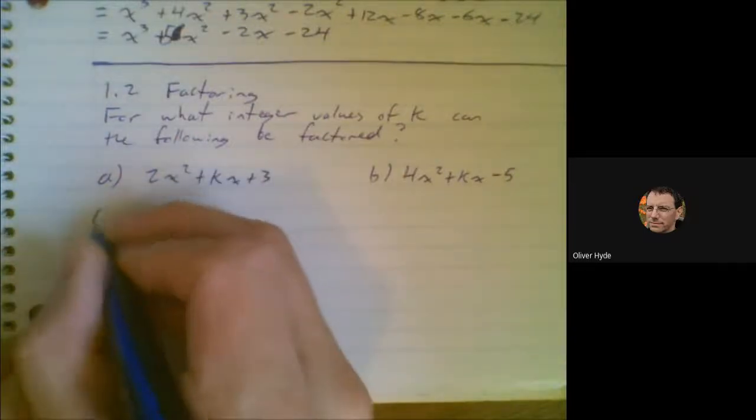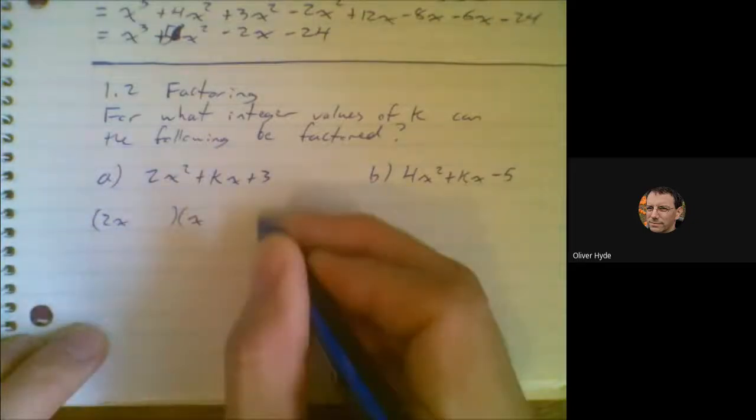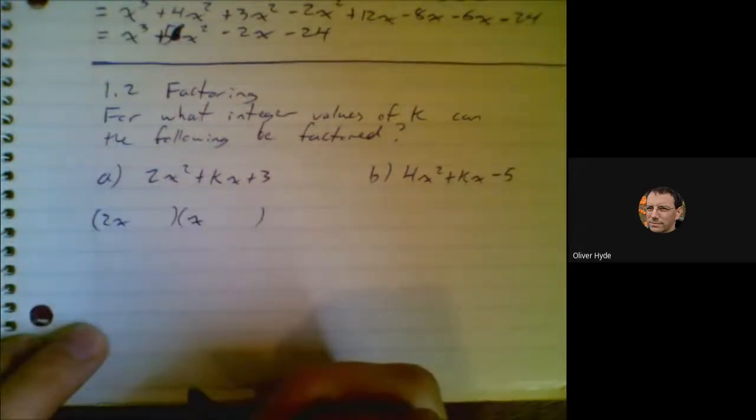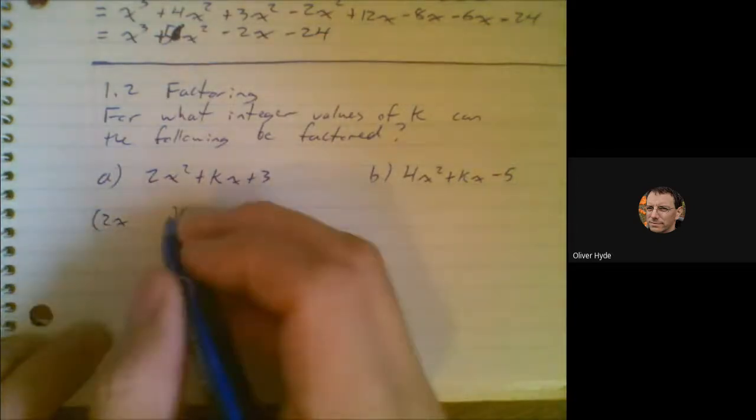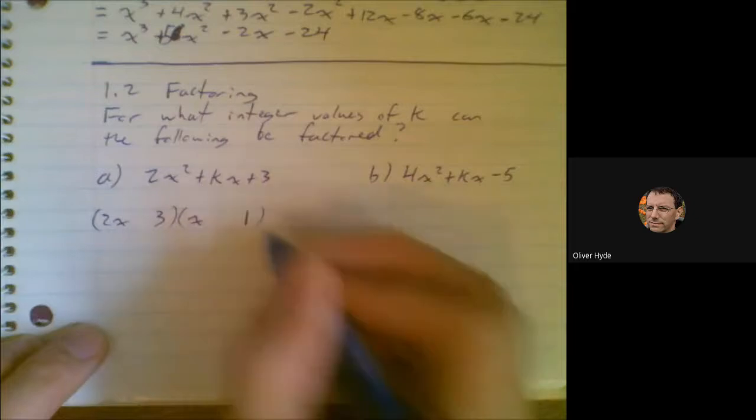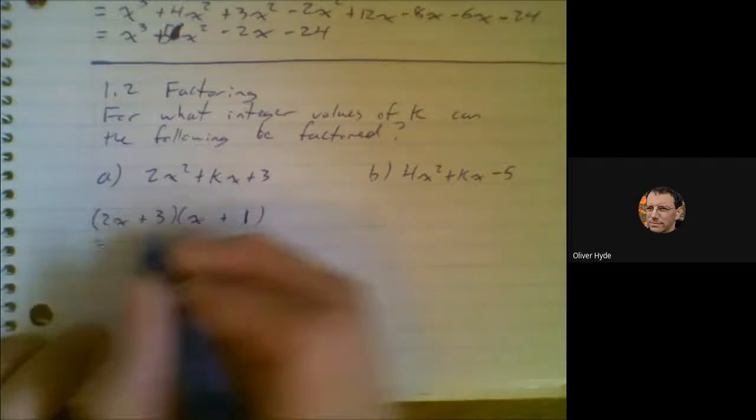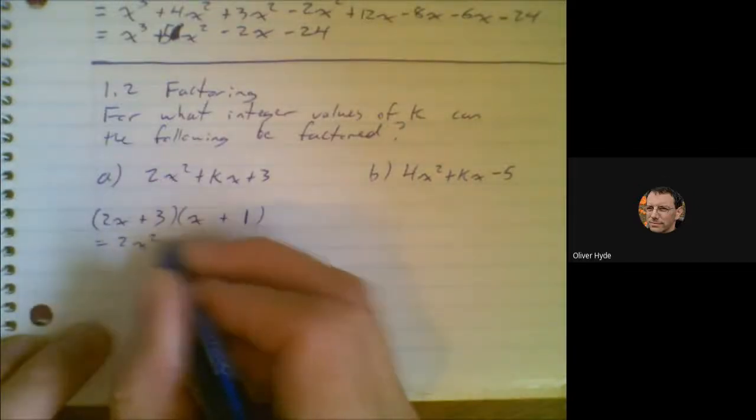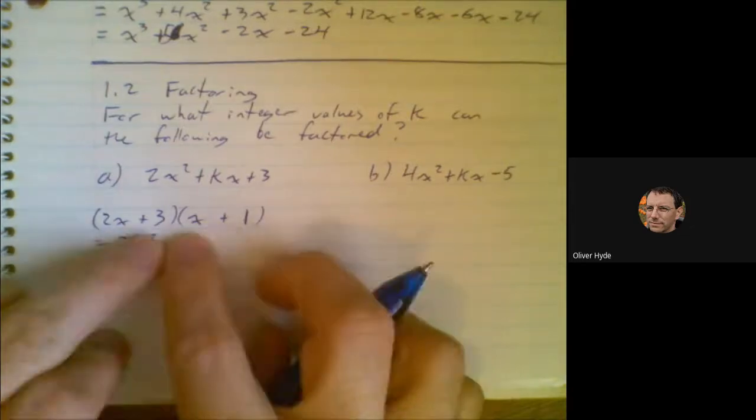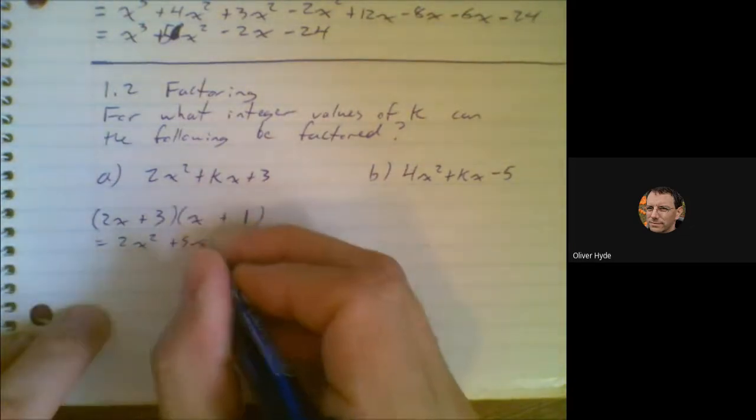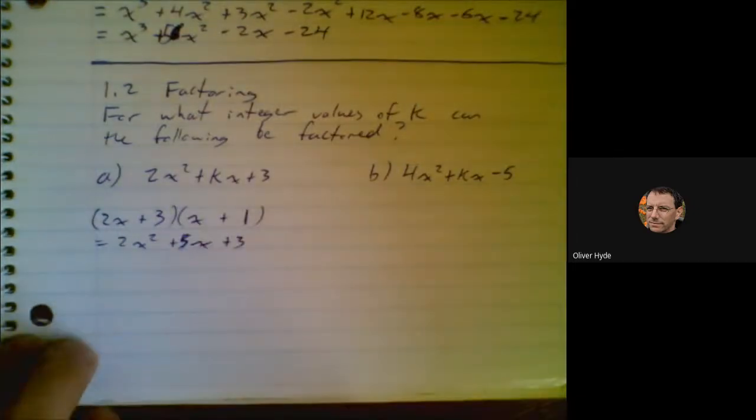But maybe I could imagine that this could be a 2x multiplied by a 1x to give me 2x squared. That's one possibility. And another possibility would be I could have a positive 3 multiplied by a positive 1 right there. And that would give me my exterior term of 2x squared and my constant term of plus 3. It would give me an interior term of 2x plus 3x, or plus 5x. And there's the plus 3. So it looks like positive 5 is one option.